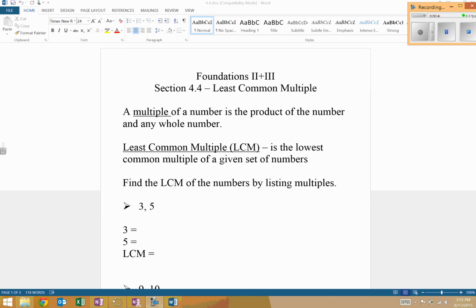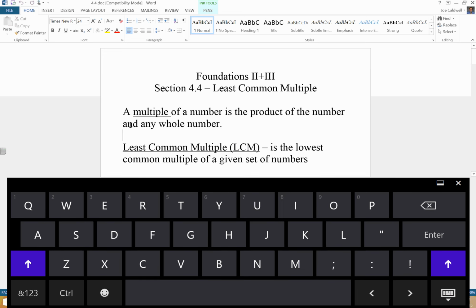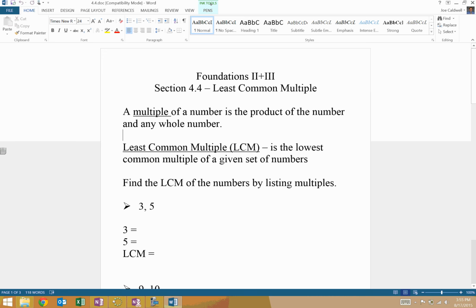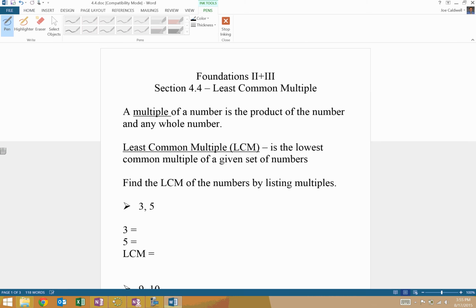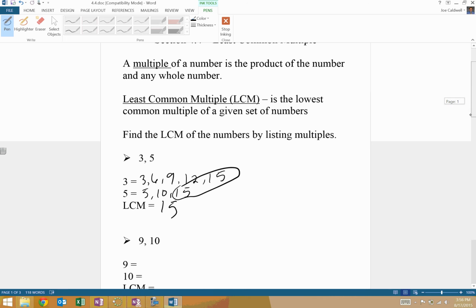We could do it one of two ways: by listing out all the multiples. For example, with 3 and 5: 3, 6, 9, 12, 15, and 5, 10, 15. Obviously the first multiple you come to that is in common is 15. So we're looking for the lowest common multiple here.